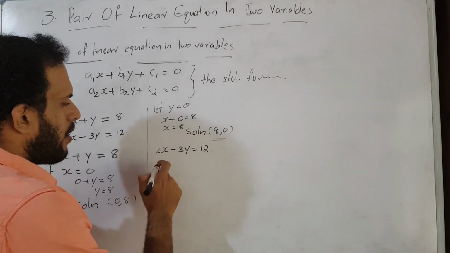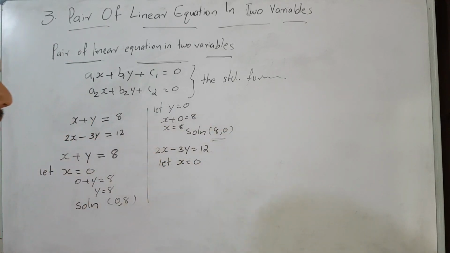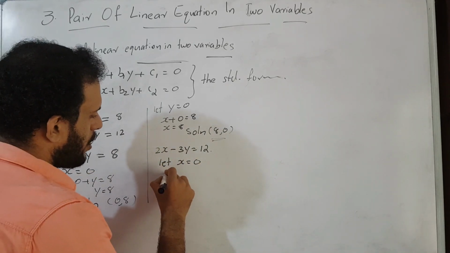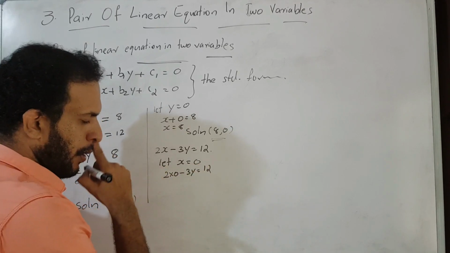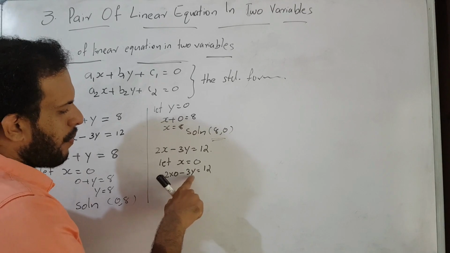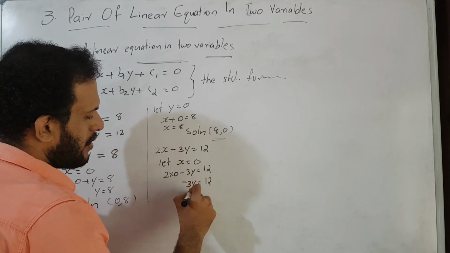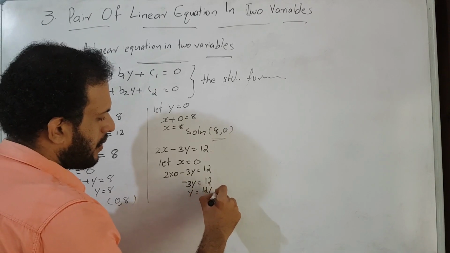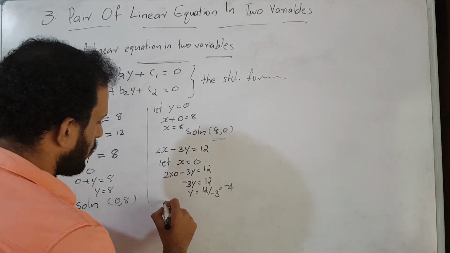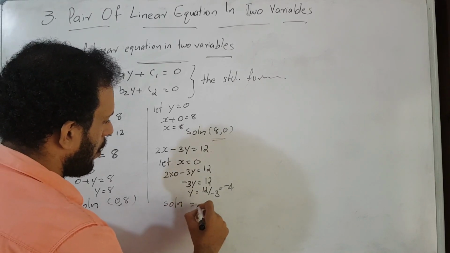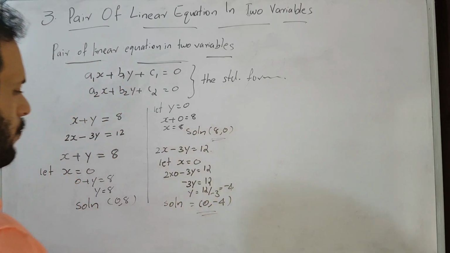Next we substitute any one value of x. Let x is equal to 0. Then what is the change? 2 into 0 minus 3y is equal to 12. 2 into 0 is 0, so minus 3y is equal to 12. Therefore y is equal to 12 by minus 3 is equal to minus 4. Therefore the solution is 0, minus 4.